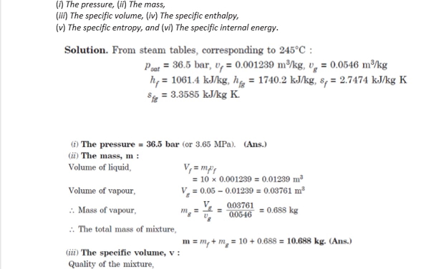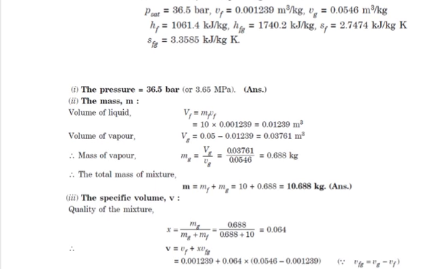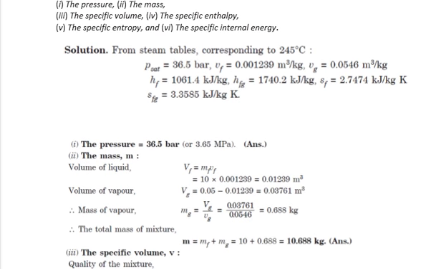Then you have to find the mass and volume of liquid. Volume of liquid Vf equals mf into vf is the formula used. So 10 kg mass into vf taken from the steam table, multiplied, gives 0.01239 meter cube, the volume of liquid. Then the volume of vapor Vg equals 0.05 minus 0.01239, which gives 0.0376 meter cube. In this numerical the total volume is given as 0.05, therefore you subtract from this to get the volume of vapor.